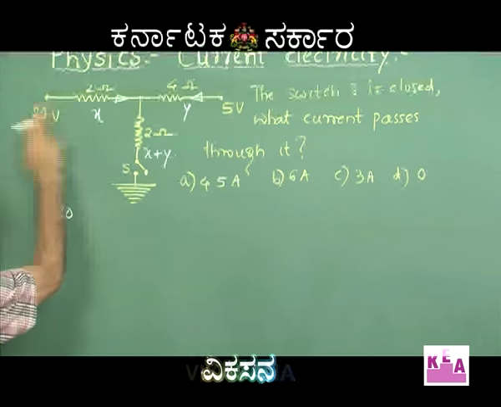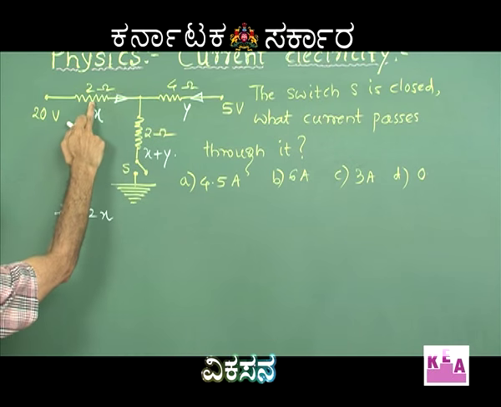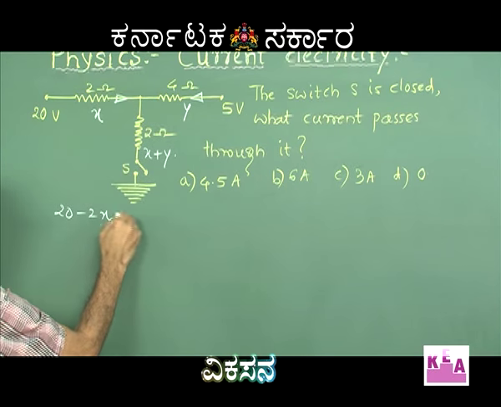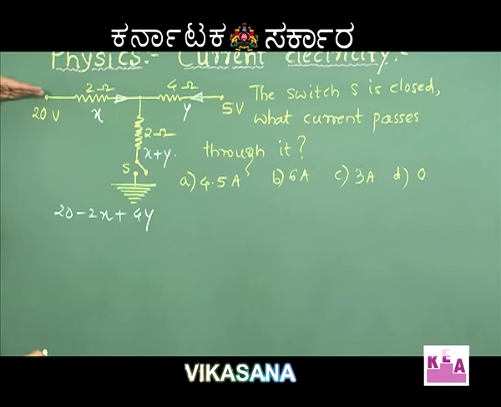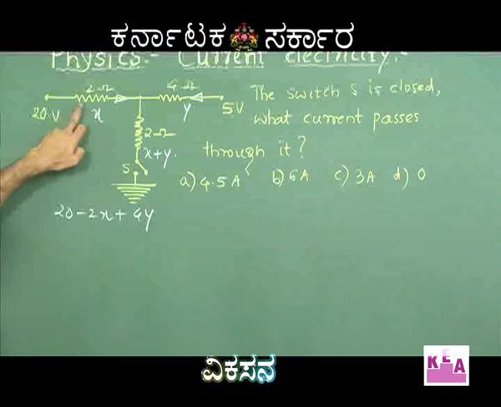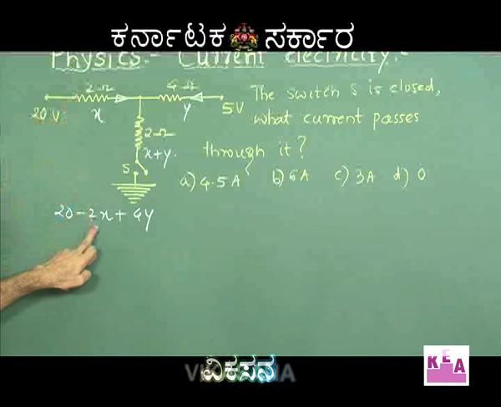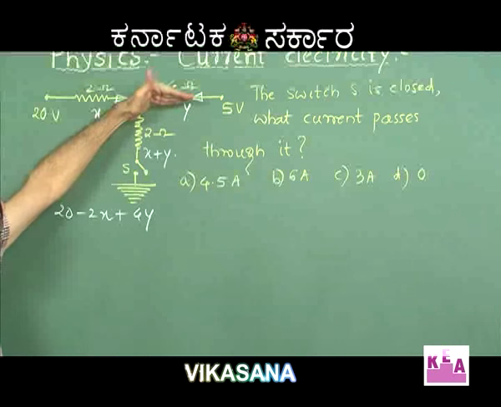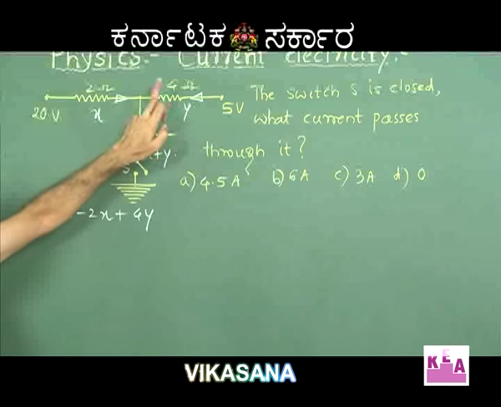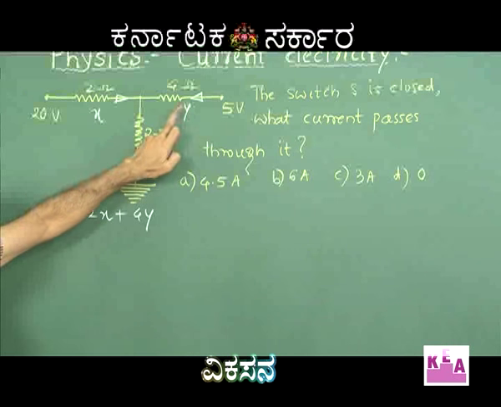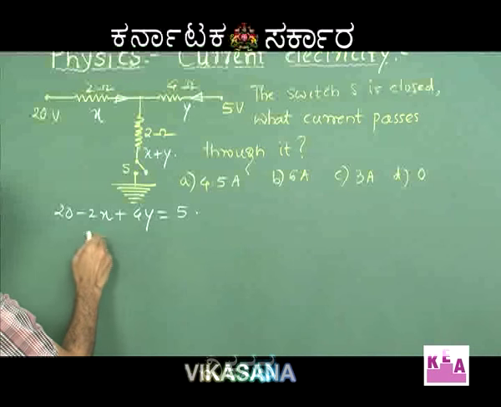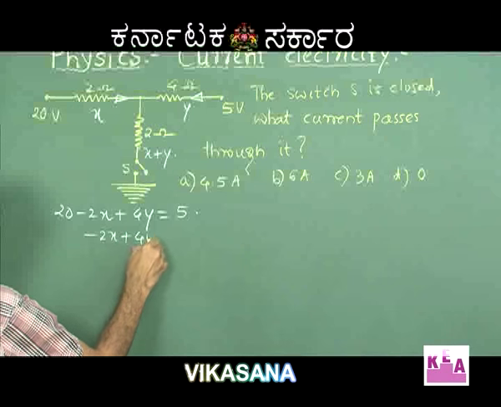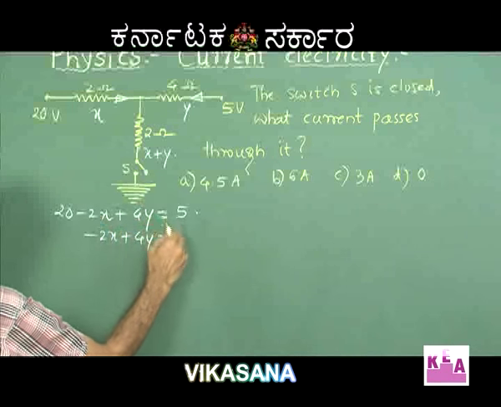Say 20 minus 2x plus 4y equals... 20 minus 2x, I hope you agree with this. See, I am moving in the direction of the current in the resistance, therefore there should be a potential drop, and that is given by IR, so minus 2x. Here I am moving opposite to the direction of the current and crossing a resistance, therefore there should be a potential rise given by y into 4, equal to 5. So that gives you minus 2x plus 4y equal to minus 15.